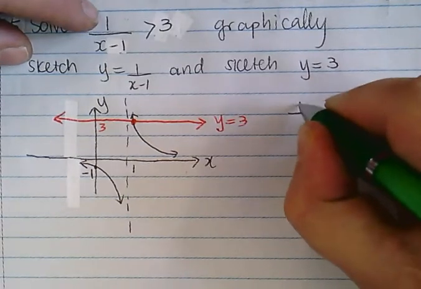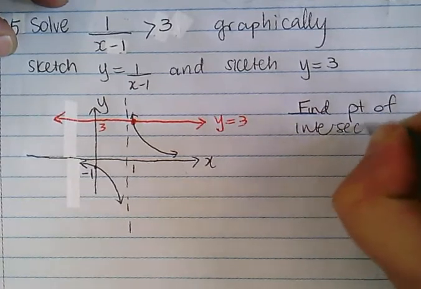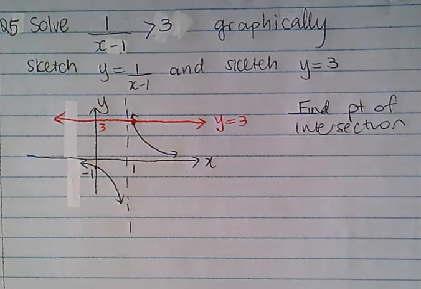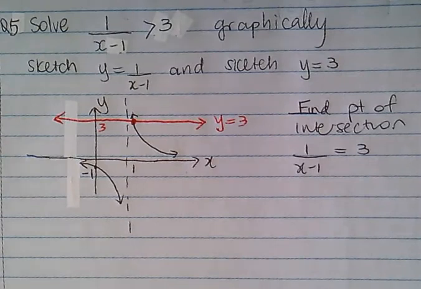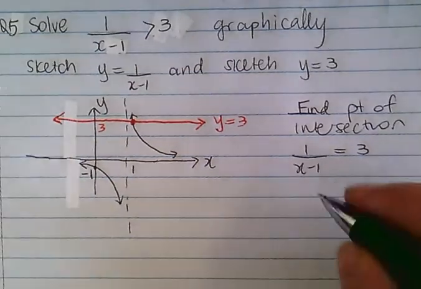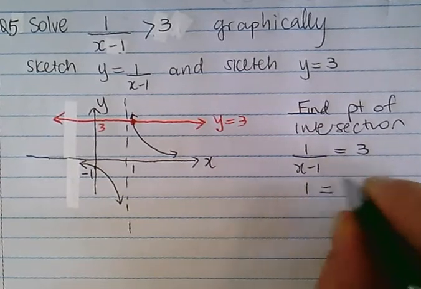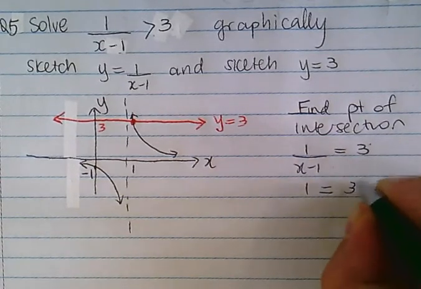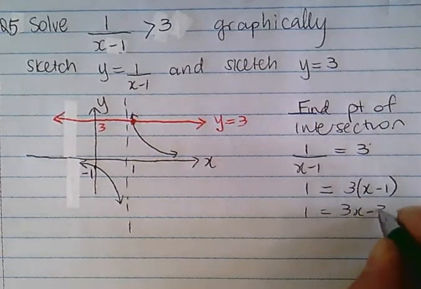So we're going to find the point of intersection between the curve 1 over x minus 1 and y equals 3. So we go 1 over x minus 1 equals 3. How many answers do you think I'm looking for based on my graph? There's only one point of intersection, not 2. There's only 1. So how do I do this, girls? I can cross multiply: 1 equals 3 bracket x minus 1.